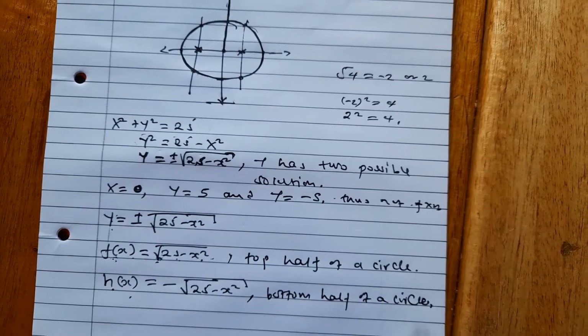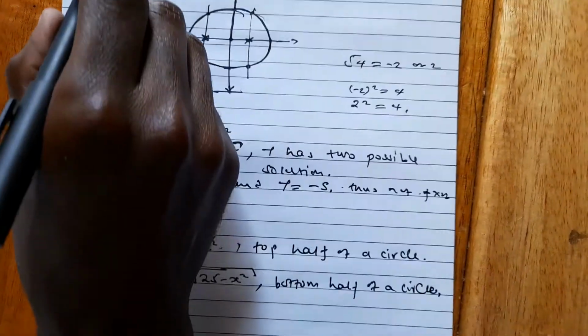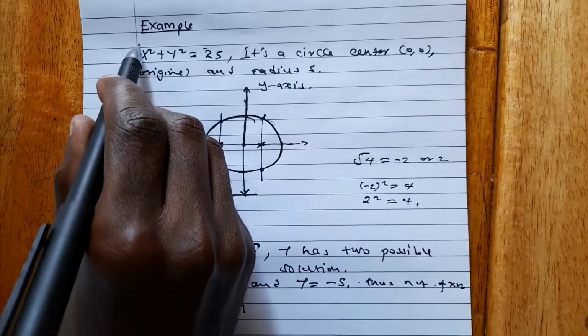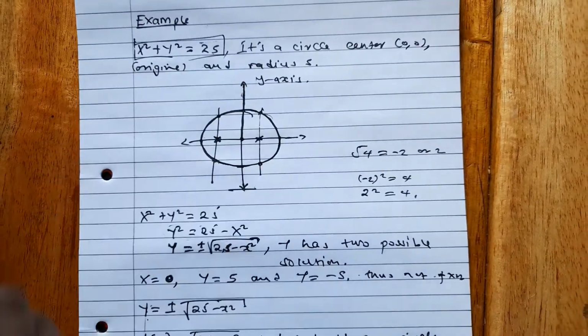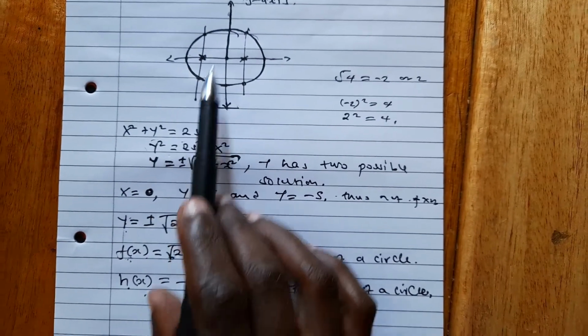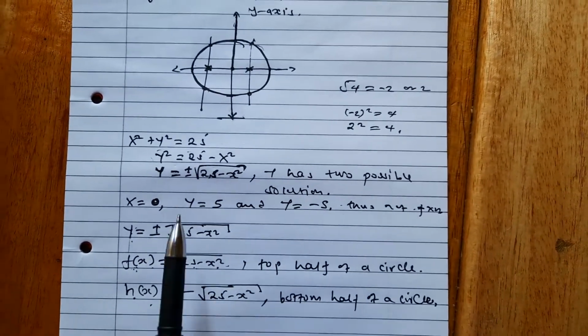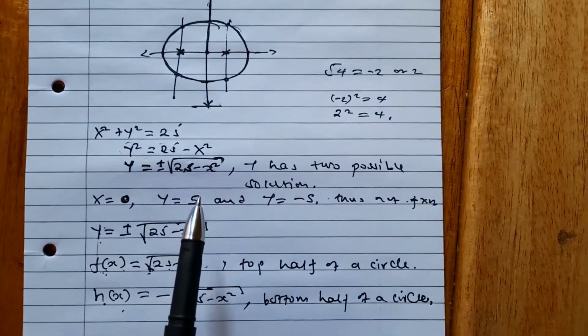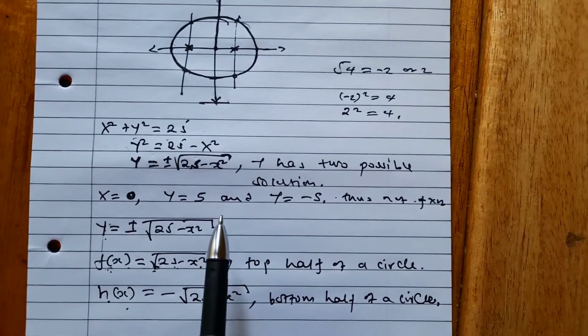So basically, we can tell if a given expression or an equation is a function by either doing the horizontal or the vertical line test, or simplifying the equation to see if it is having only one output.